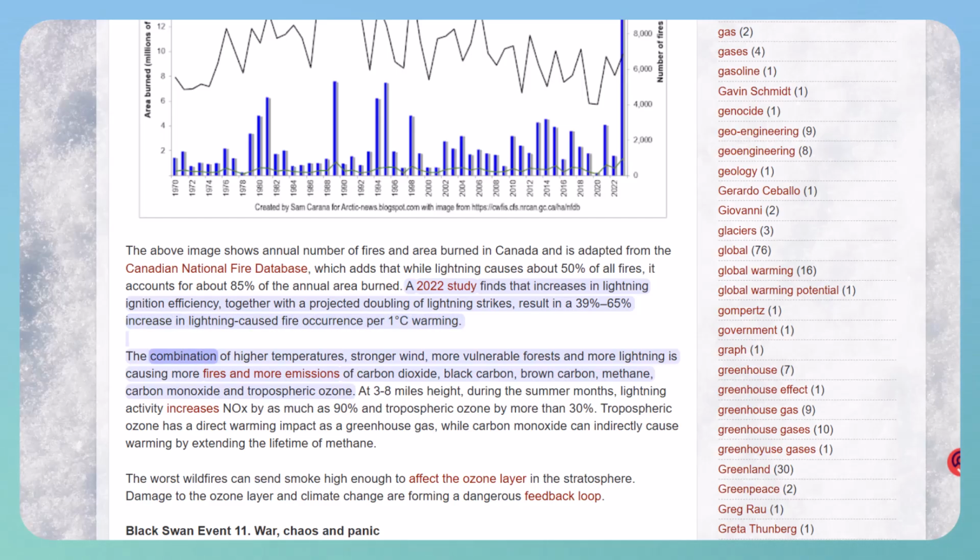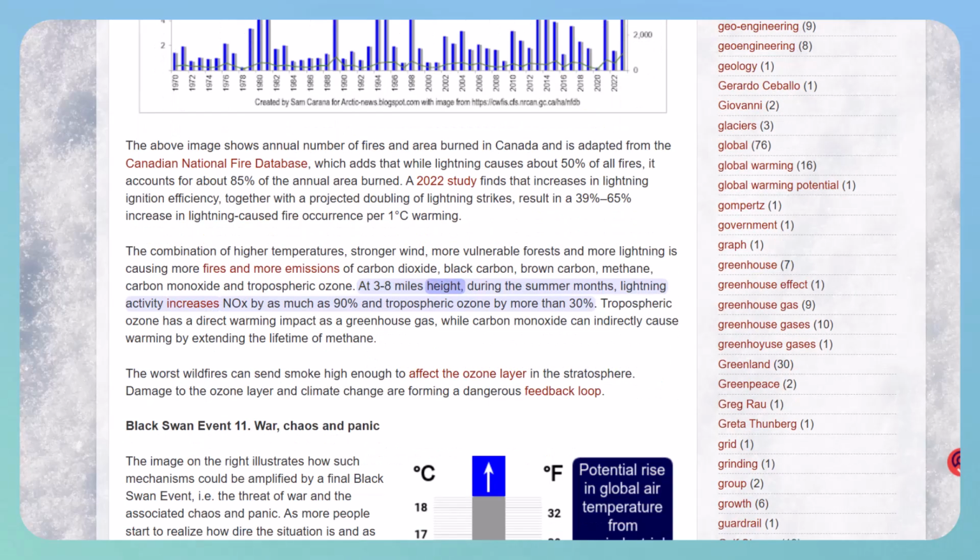The combination of higher temperatures, stronger wind, more vulnerable forests, and more lightning is causing more fires and more emissions of carbon dioxide, black carbon, brown carbon, methane, carbon monoxide, and tropospheric ozone. At 3 to 8 miles height, during the summer months, lightning activity increases NOx by as much as 90% and tropospheric ozone by more than 30%.